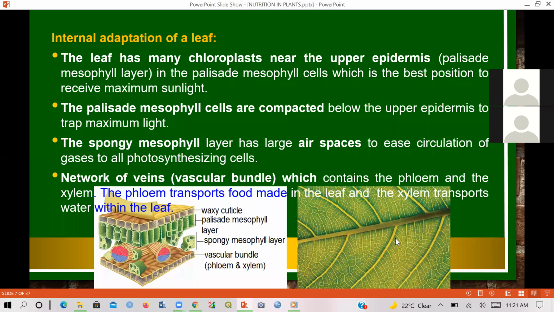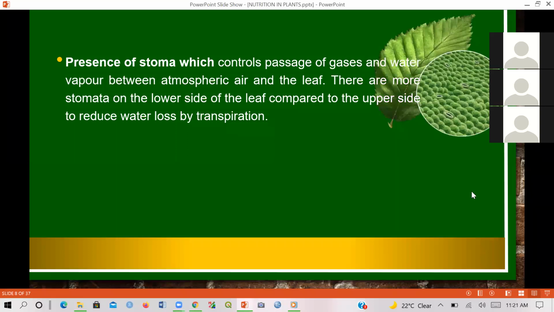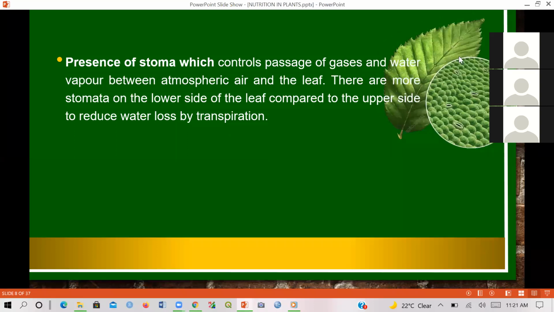So that is the fourth adaptation. Then also another reason why these leaves carry out the process of photosynthesis efficiently is the presence of stomata on the leaf lamina. Stomata are small openings on the leaf lamina, on the epidermal layers of the leaves. There are those small openings.